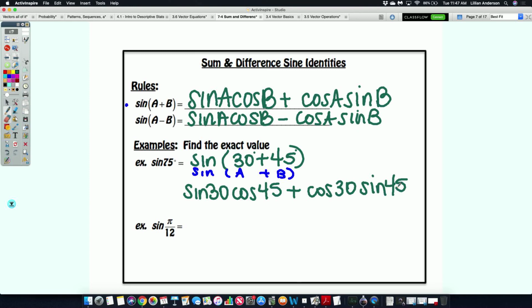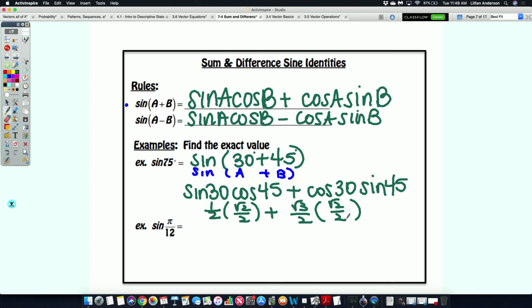Knowledge of your unit circle. What is the sine of 30 degrees? 1 half. So it's going to be 1 half times, what's the cosine of 45 degrees? Square root of 2 over 2. I'm going to add that to the cosine of 30 degrees, which is? Square root of 3 over 2. And what's the sine of 45 degrees? Square root of 2 over 2. You see how, again, knowing your unit circle has not gone away. It's still there. I need to learn it. Okay? You know it. Then you just multiply.